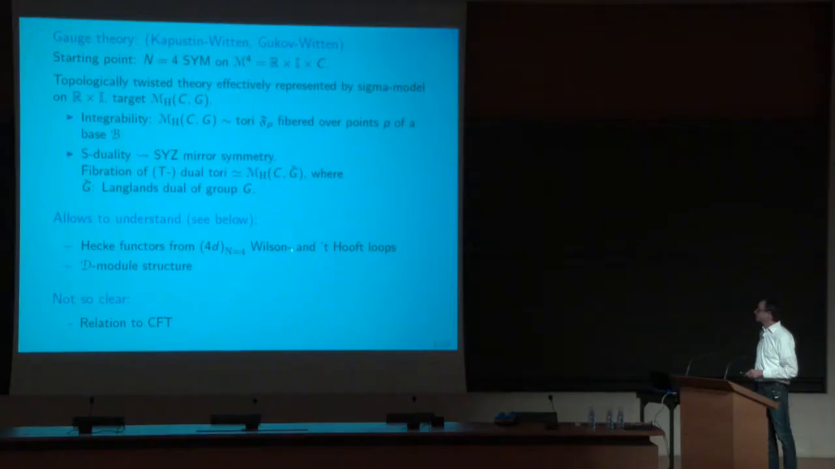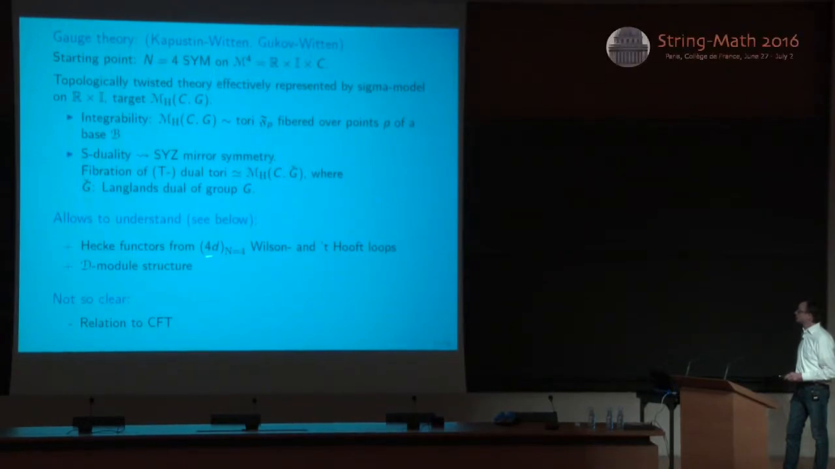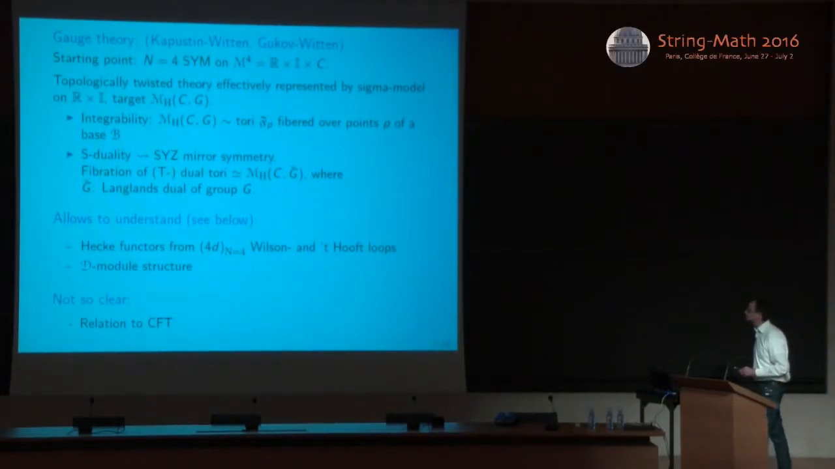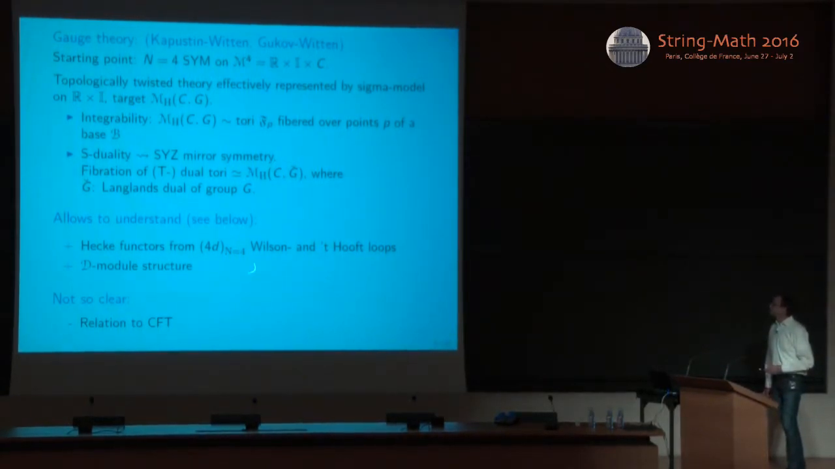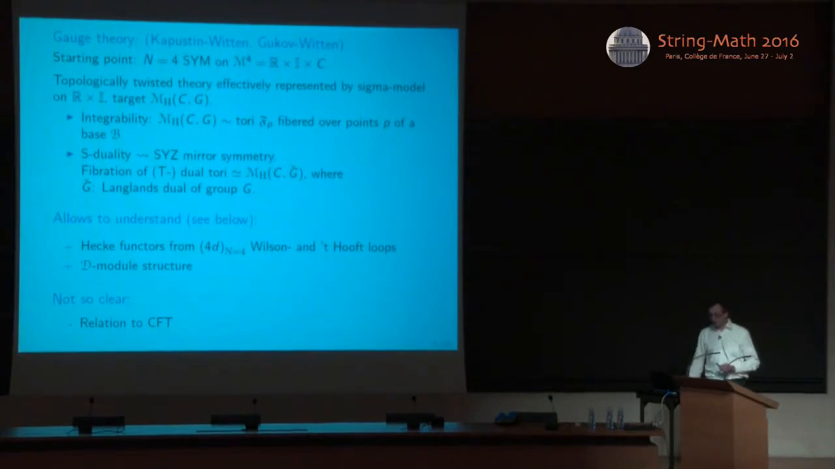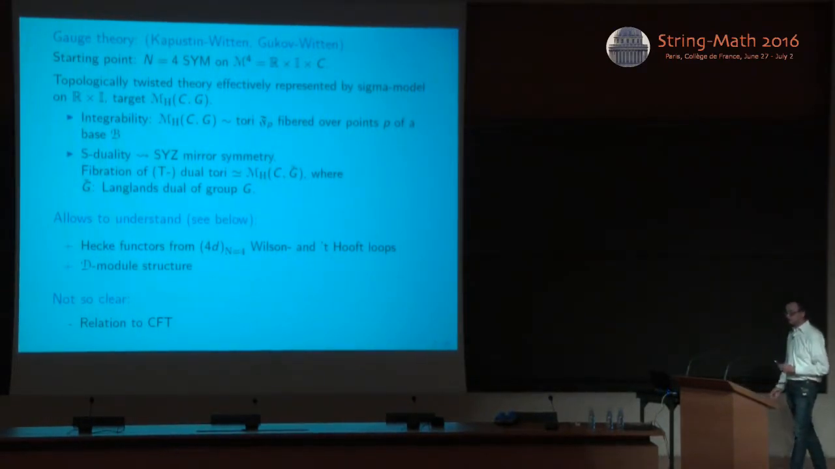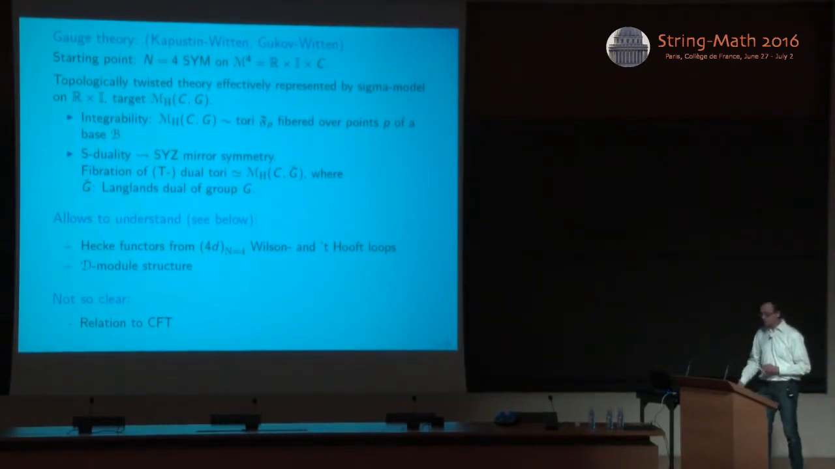And I will say a few more words on how this comes about, maybe on the next slide. What this allows us to understand neatly and rather beautifully is something called the Hecke functors, which are particular modifications of the theory descending from the four-dimensional Wilson and 't Hooft loops, as well as the D-module structure. However, I think, and please correct me if you disagree, that what was not terribly clear in this approach was how it is related to CFT. And that is where I want to go. I want to propose some ingredients of a broader picture in which this may become more clear.